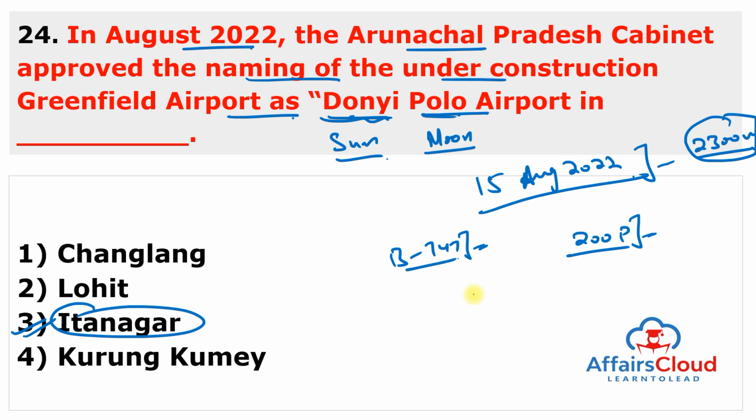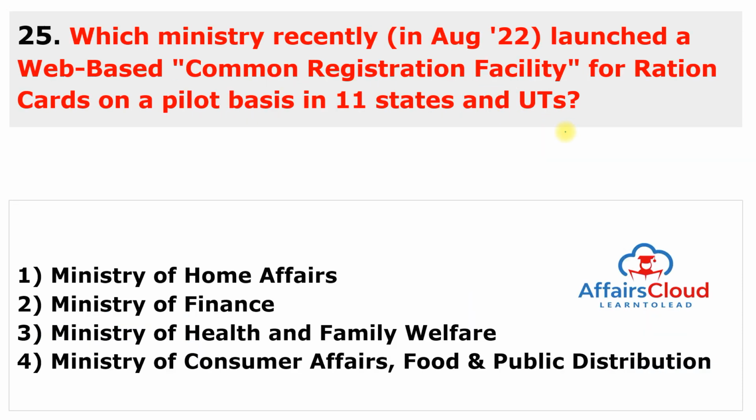And the airport is located around 15 km from Itanagar, built at a cost of 645 crore rupees under the Capital Connectivity Scheme. The first flight test landed at the airport on 19th of July. So remember, Donyi Polo Airport is situated in Itanagar.